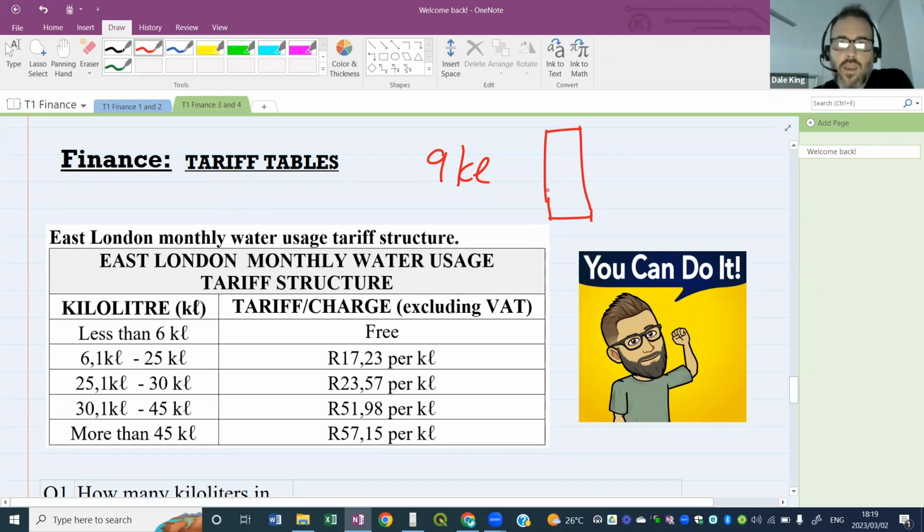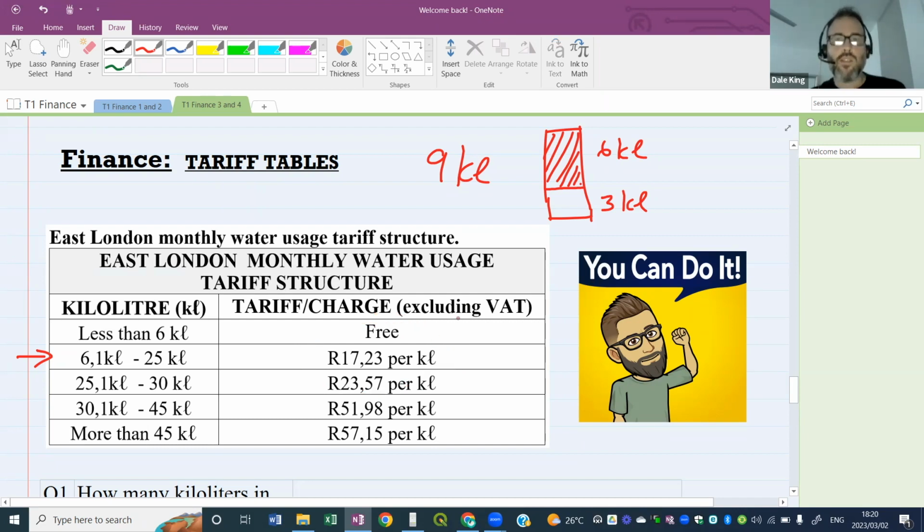They are going to say, take 6 kiloliters of that water, which is about that much. That amount of water of your monthly usage must be free. So that portion of your water usage, you're not going to get charged. It's 6 kiloliters. So this portion, which is 6 kiloliters, is free. But there's still another 3 kiloliters left of the water that you're using. What does that get charged at? The first 6 kiloliters is free. Then the next kiloliters that you're using depends on what bracket that is in. If you are in the 6.1 to 25 kiloliter bracket, everything in there is charged at 17 rand 23. So these 3 kiloliters above 6 kiloliters must be charged at this 17 rand 23 per kiloliter.